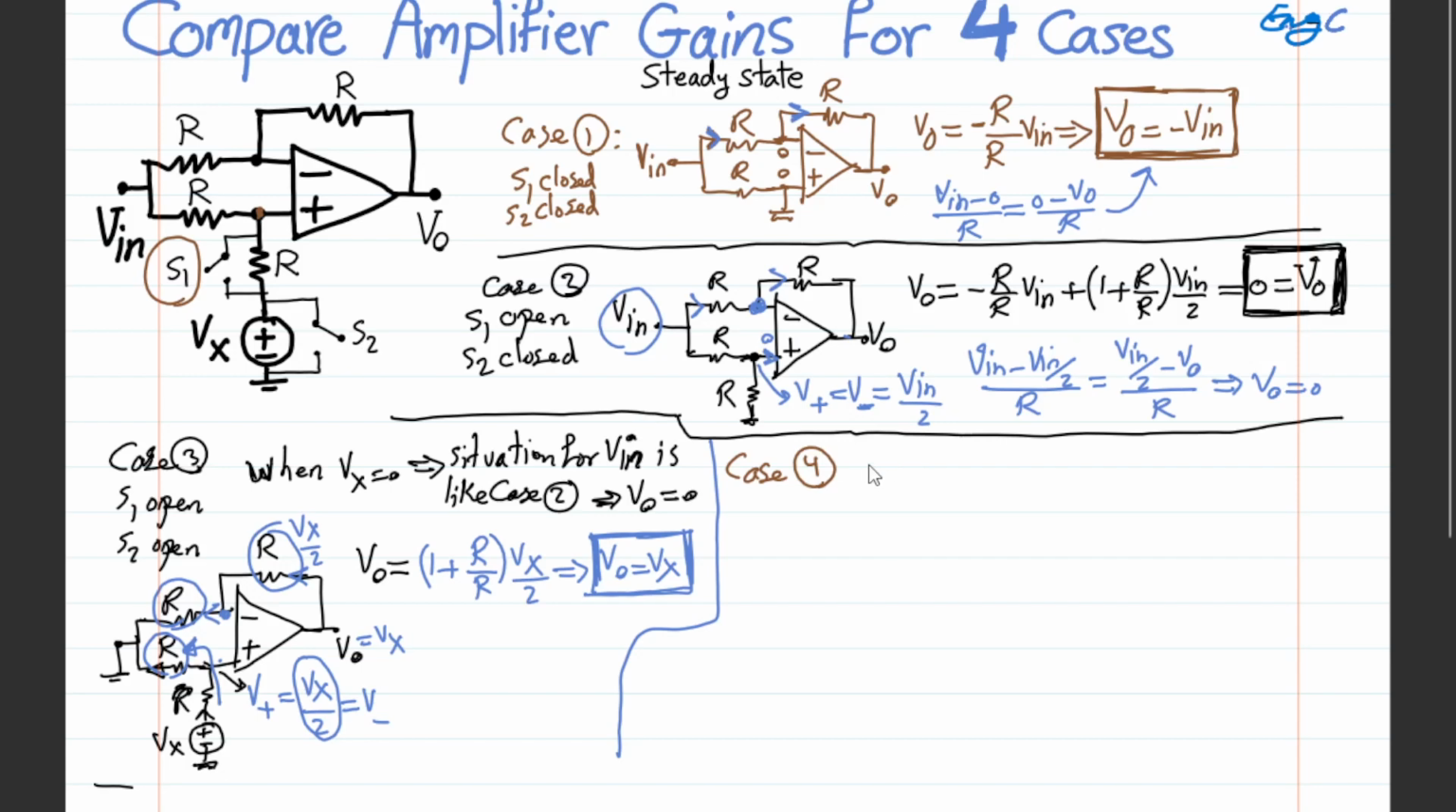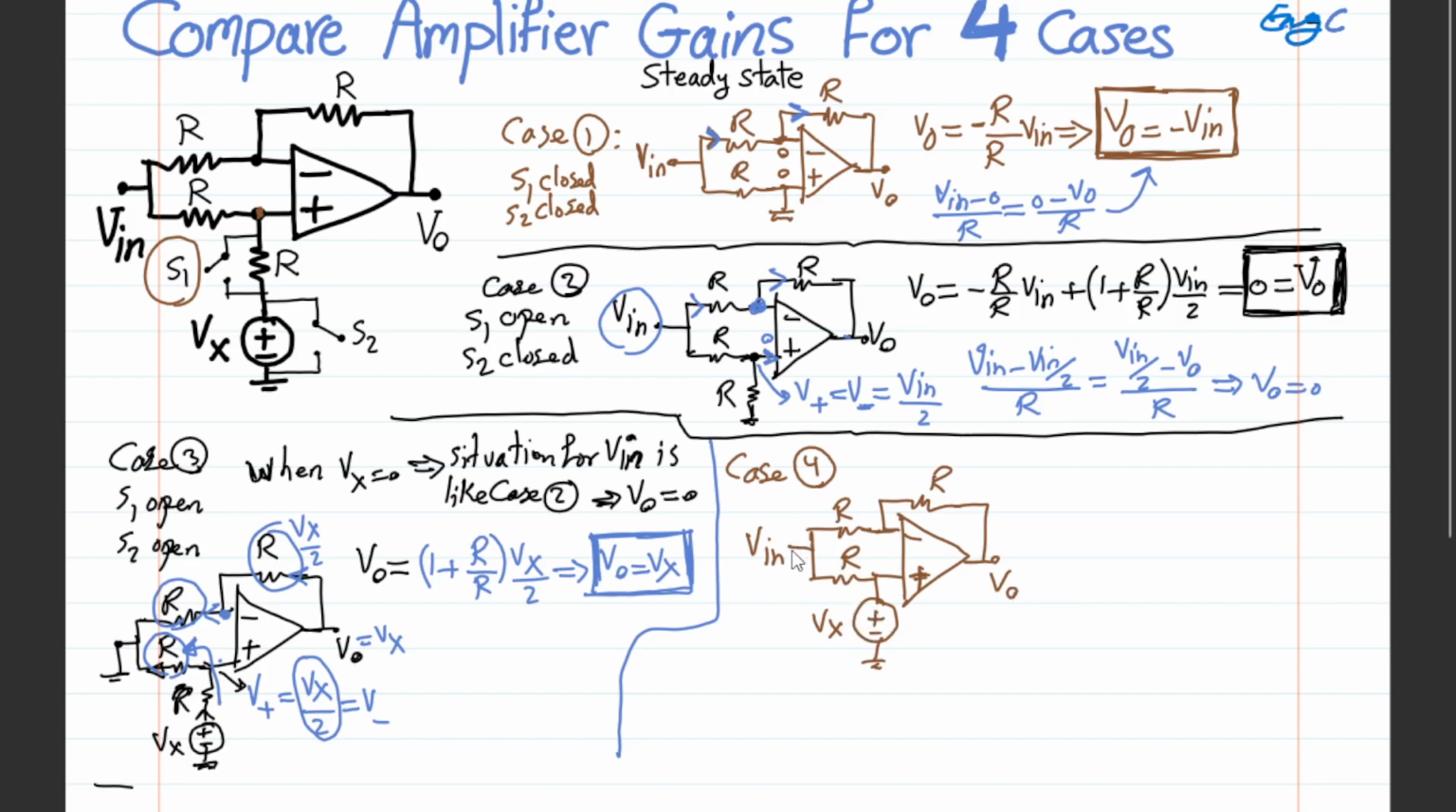In that case, I end up with the only remaining situation, which is V in is there, resistor R is there, this resistor R is there, S1 is closed, so R is shorted, is not there, Vx is directly connected to the positive input terminal of the op amp, and negative feedback is there, so feedback resistor R is there, and we go to V out. Okay, what is the situation now?